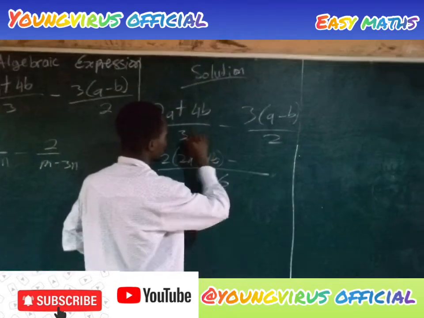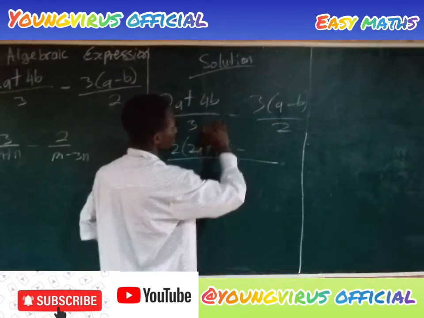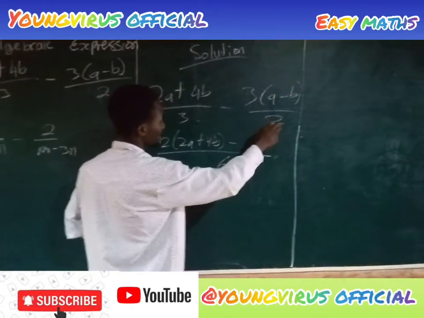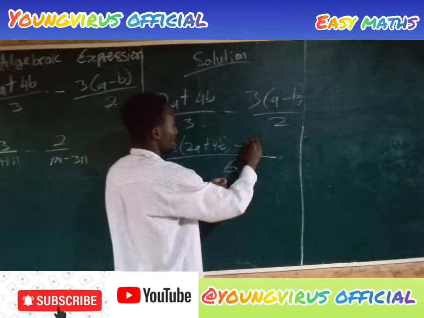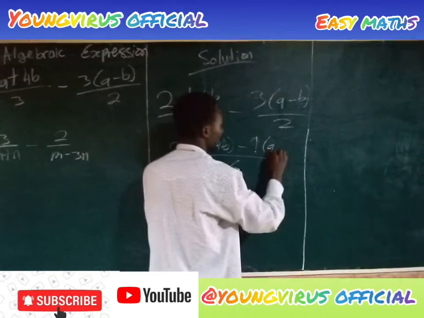Then minus 3 will go here, so 3 times 3a plus 4b. So these two going to 6, 3 times 3 giving us 9ab.